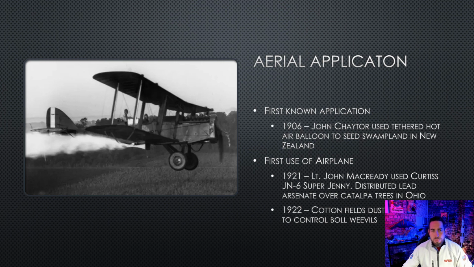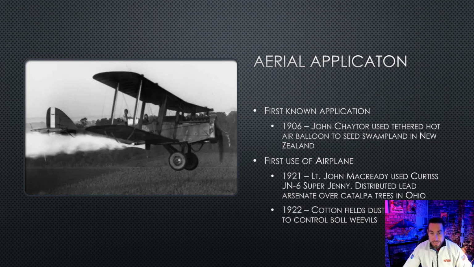Or really more for forward observation, but it's kind of beside the point. Anyway, McCready used this, distributed lead arsenate over catalpa trees in Ohio. Basically trying to control the catalpa sphinx moth larvae. They had these moths that were destroying these catalpa trees, and so McCready took his Jenny out and dropped lead arsenate over everything to kill these sphinx moths.